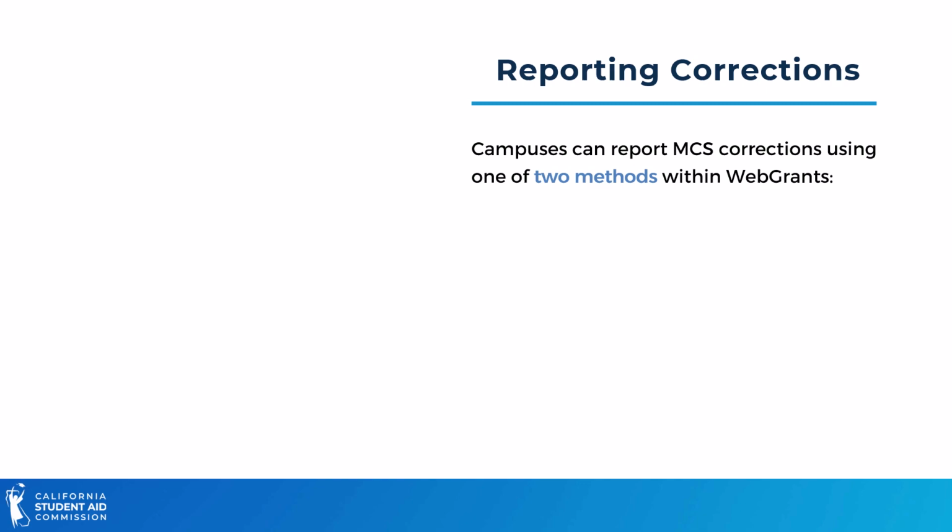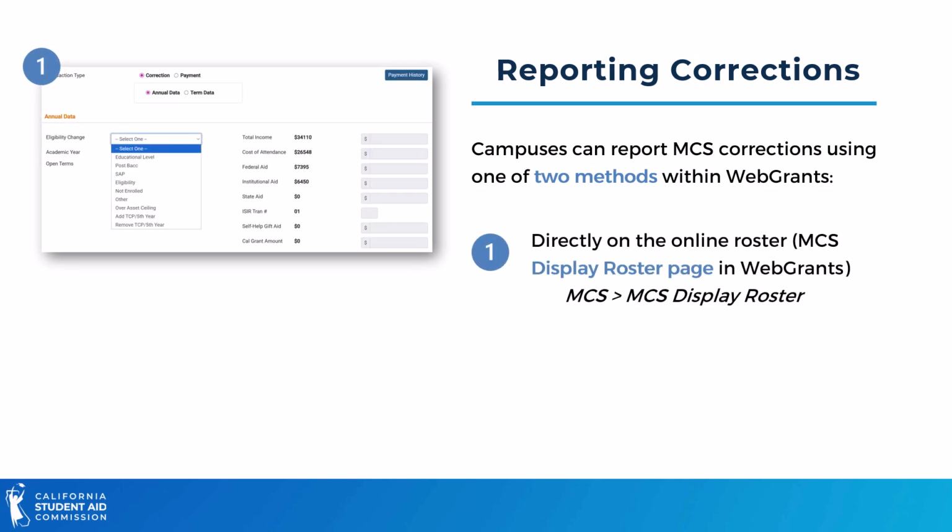Campuses have two ways to report corrections within web grants. The first is directly on the online roster using the MCS Display Roster page. This is a great option for schools with small rosters or when making corrections to an individual student. We will walk through this manual process in the next few slides.